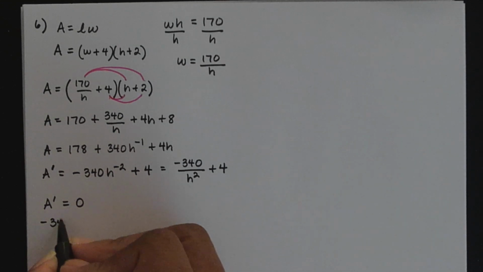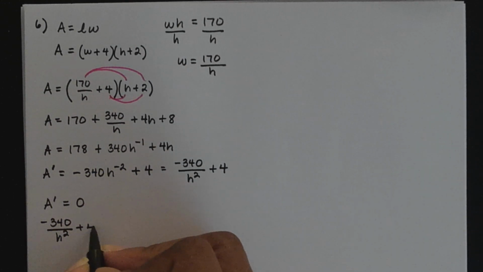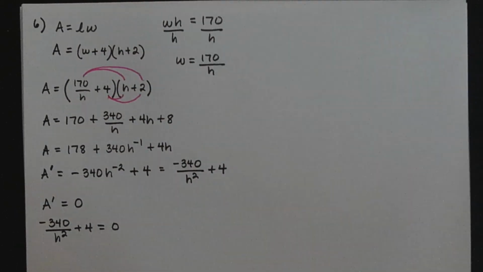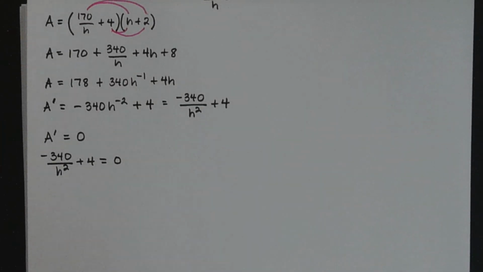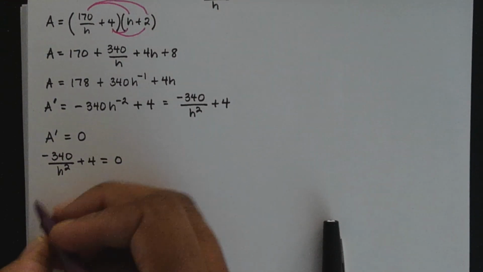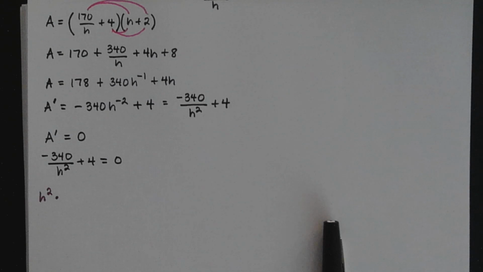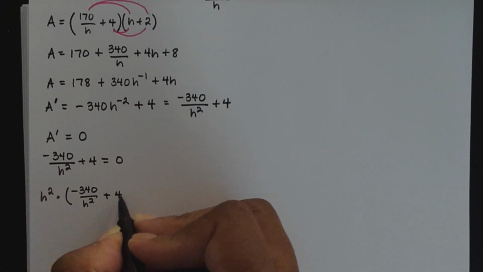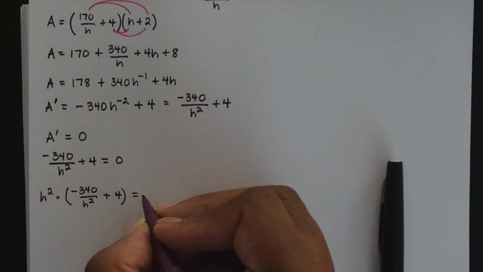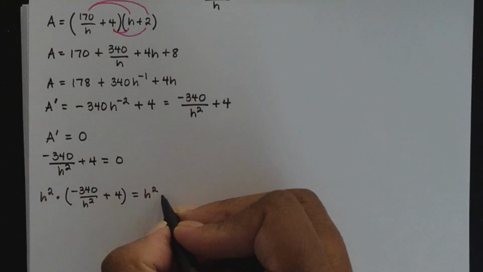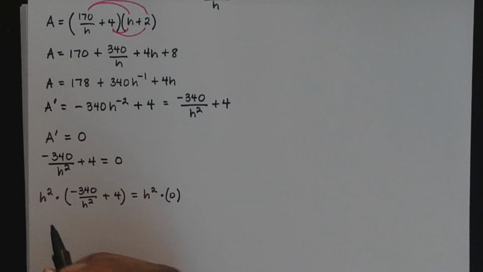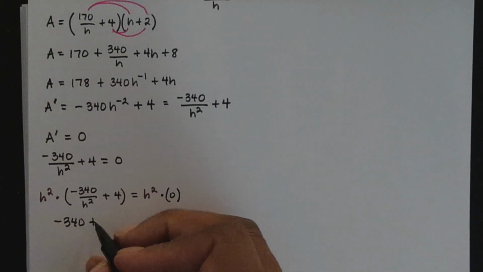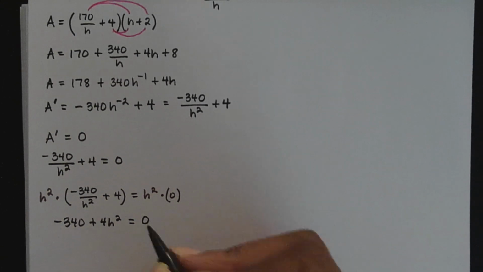So that means I'm going to have negative 340 over H squared plus 4 is equal to 0. And since I got that H squared in the denominator, I'm going to multiply both sides of this equation by H squared. So H squared would be multiplied by that negative 340 over H squared plus 4, equal to H squared multiplied by 0. When I do that, H squared times negative 340 over H squared will be negative 340, plus H squared times the 4 will be 4H squared. That's equal to 0.